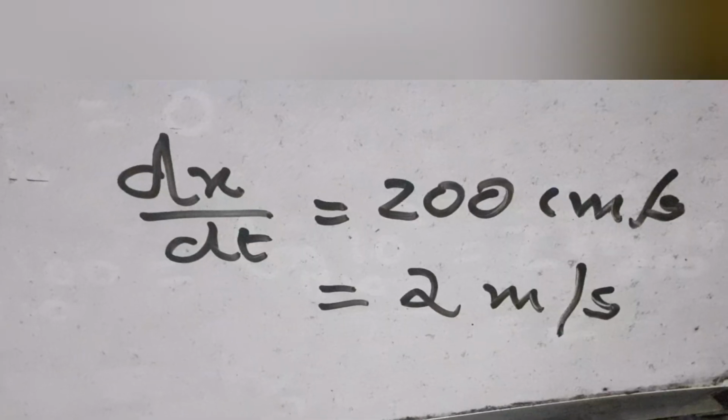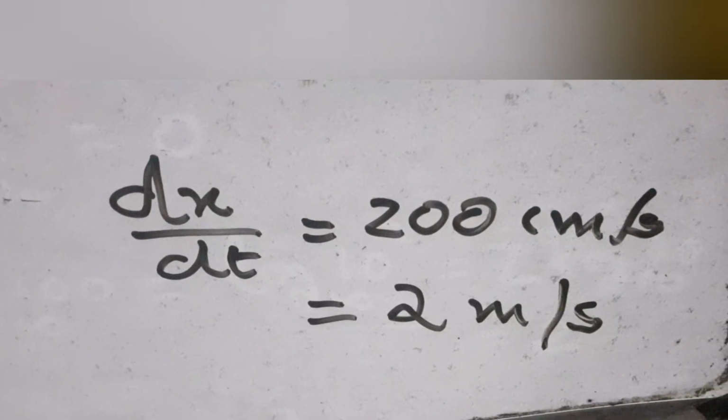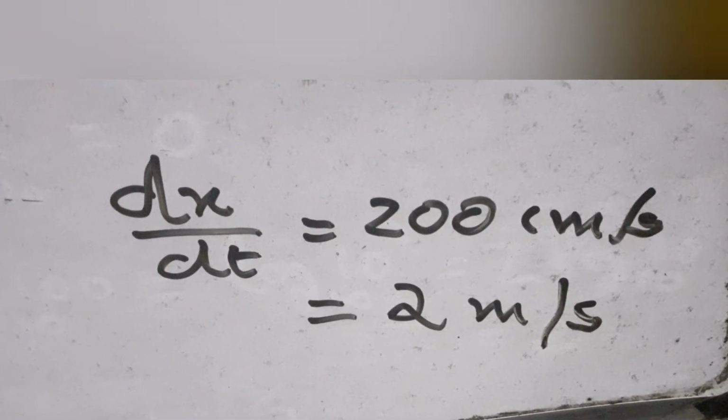dx by dt is given to be 200 centimeter per second. We change that to meter per second. So dx by dt equal to 2 meter per second.